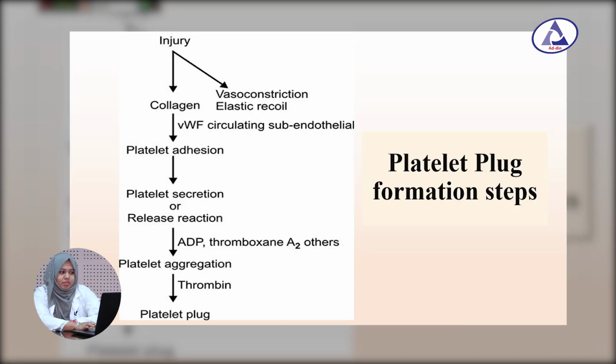So this is the flow chart by which we can see that whenever there is injury, the platelets come in contact with the vessel wall and the collagen, and then platelet adhesion occurs. Platelets secrete more and more contractile elements, and then the platelets release ADP and thromboxane A2, and cause platelet aggregation, and ultimately a loose platelet plug is formed, which will eventually lead to a sticky and hard platelet plug.